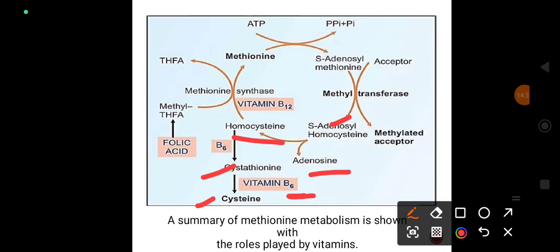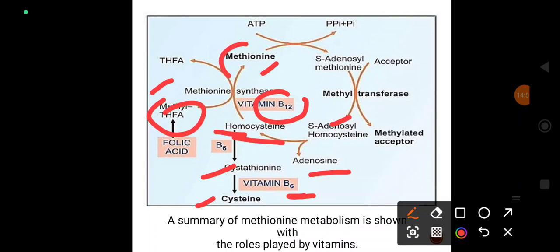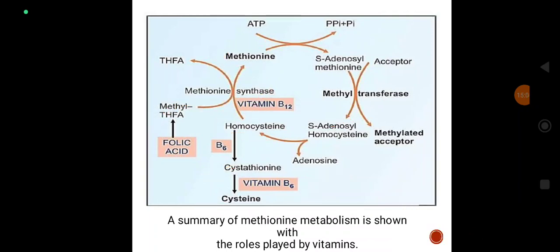Also, from this homocysteine by methionine synthase, you get methionine in the presence of vitamin B12 and tetrahydrofolic acid, which donate the methyl group from the one carbon pool. So this vitamin B12 becomes methyl vitamin B12. After donating the methyl group to this homocysteine, methionine is formed. This is about the methionine metabolism.